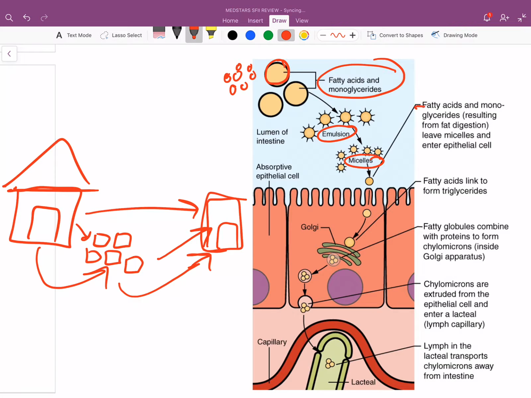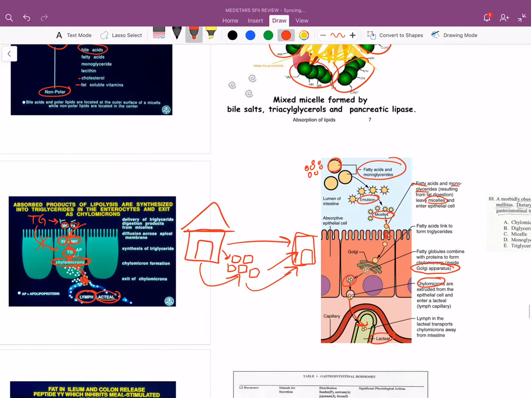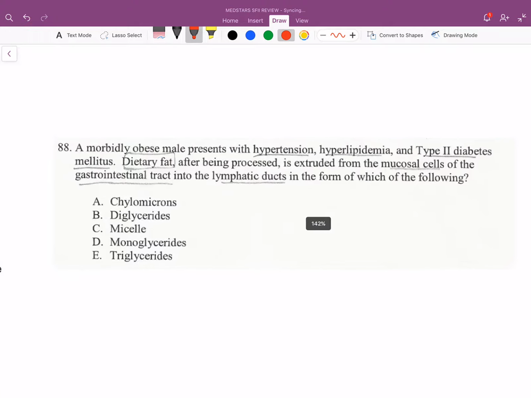So what happens is that these fatty acids and monoglycerides get packaged up into micelles, and these micelles keep them in the lumen, and then that fat goes into the cell, and then it gets packaged up in the Golgi. So I misspoke. I said smooth ER earlier. It's really the Golgi. It gets packaged up into these chylomicrons, and then the chylomicrons are dumped out into the lymphatics, also known as lacteals. So with that background, let's go ahead and do this question.